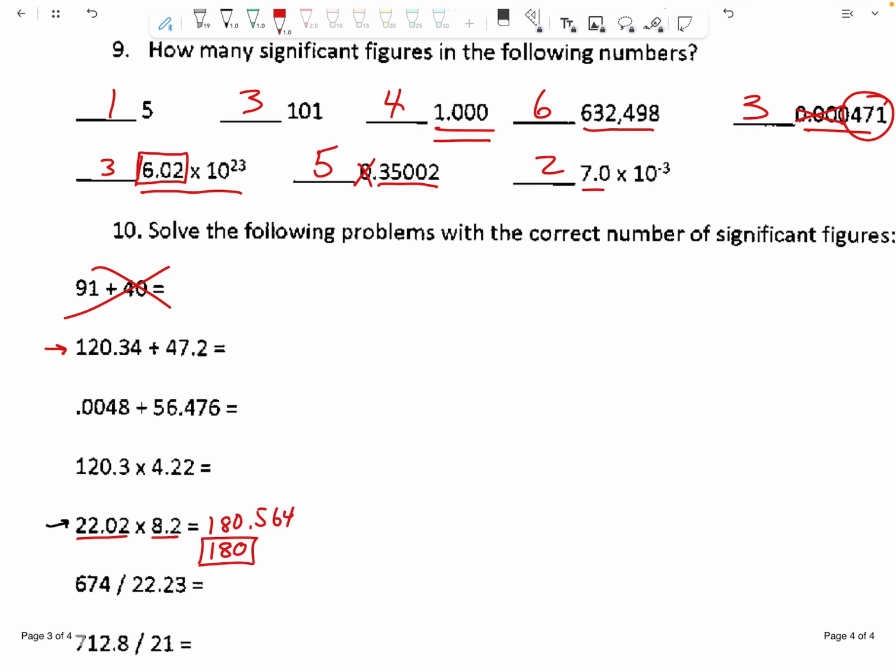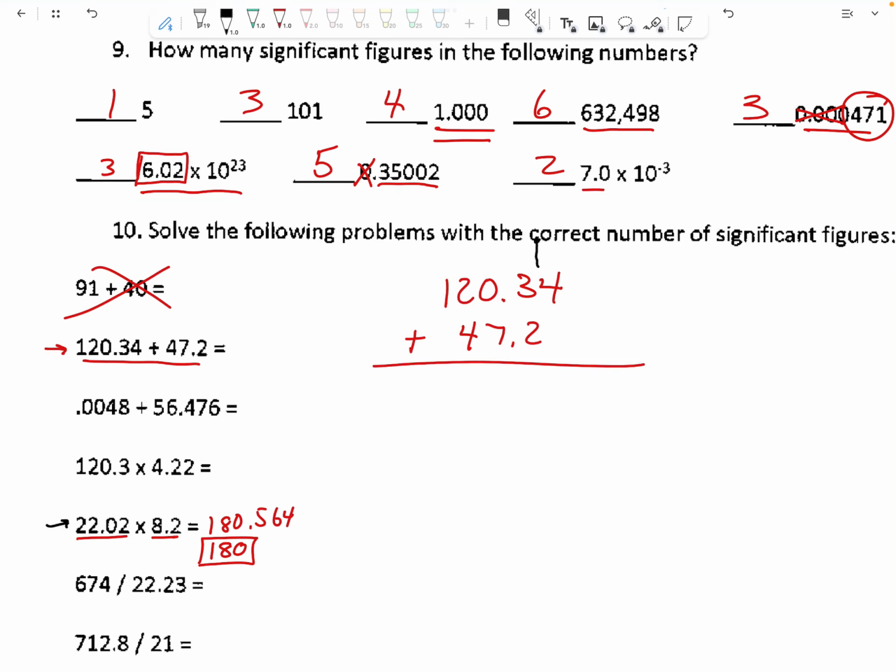All right, so now we get into rounding with significant figures with addition and subtraction. So I'm going to look at this one right here, 120.34 plus 47.2. Now the rule is, with addition and subtraction, you look to the number in the problem that has the fewest numbers past the decimal. And that would be 47.2. It has one number past the decimal. But also, if you line that up right, you can take a line and divide it where you see what they do share and what they don't. What they do share, those two numbers, is the 3, and they also have the 2 in the tens place.